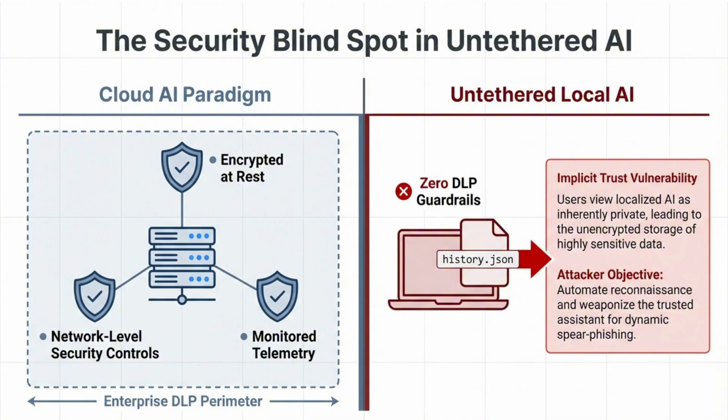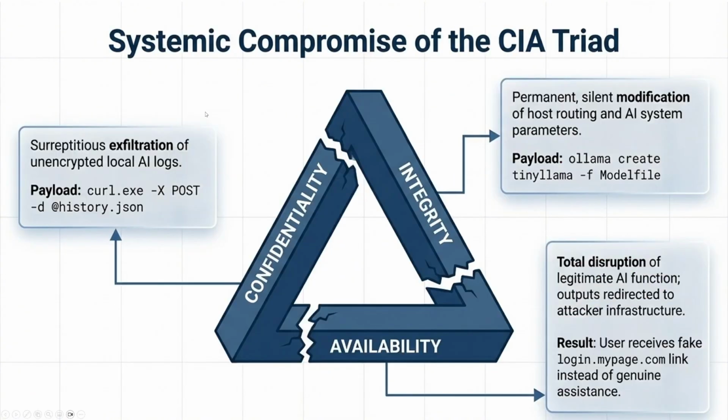Users place a huge amount of implicit trust in these local assistants, sharing passwords, crypto wallet details, and private data. Unlike cloud servers, these local AI logs, like the history.json file, are rarely encrypted at rest. As we can see on the CIA triad slide, my attack completely shatters this localized security. I breach confidentiality by exfiltrating the unencrypted AI chat logs.